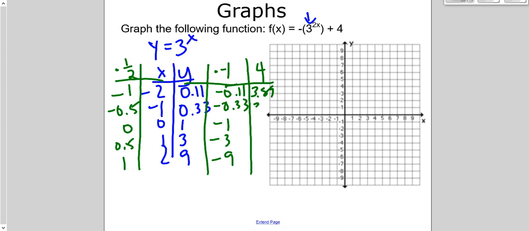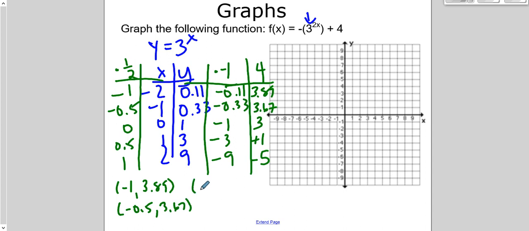3.89. This is going to give me 3.67. It's going to be 3, and then +1, sorry. -3 plus 4 is +1. And -9 plus 4 is -5. Okay, so my new points then are at -1, 3.89, -0.5, 3.67, 0 and 3, 0.5 and 1, and 1 and -5.